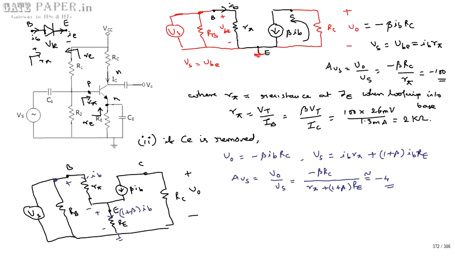The voltage gain is reduced as CE is removed. So this Re introduces negative feedback, and by introducing negative feedback, gain reduces. Without Re there is no negative feedback and the gain is minus 100; with Re, feedback is introduced and the gain decreases to minus 4. The minus sign indicates a 180 degree phase shift between output and input, since it is a common emitter amplifier.